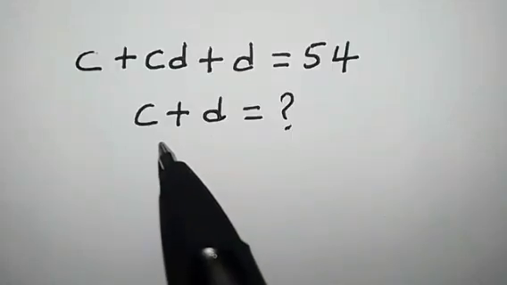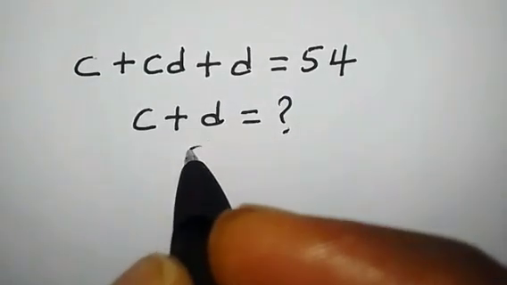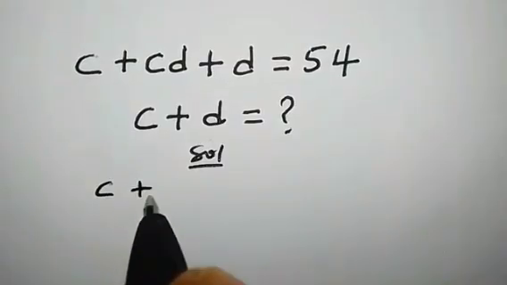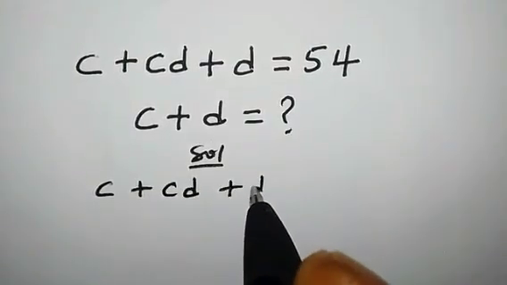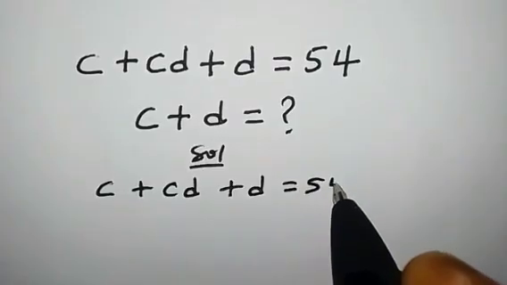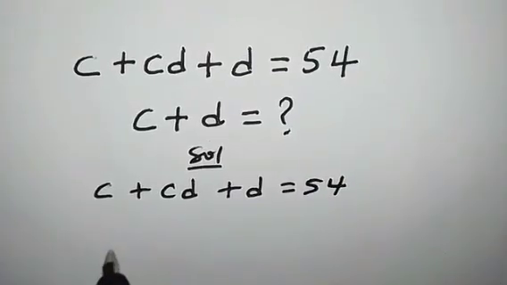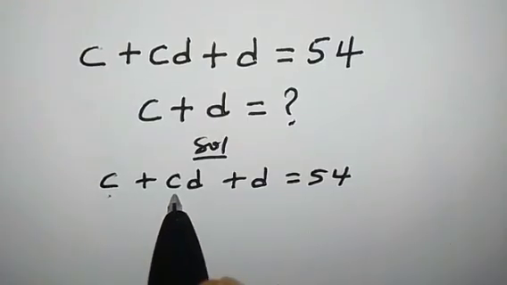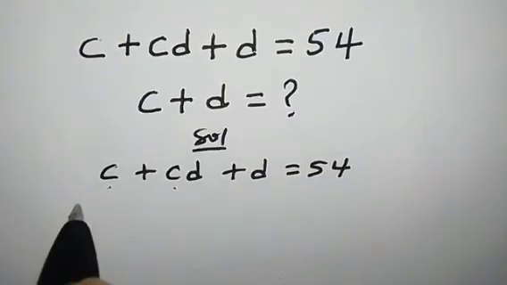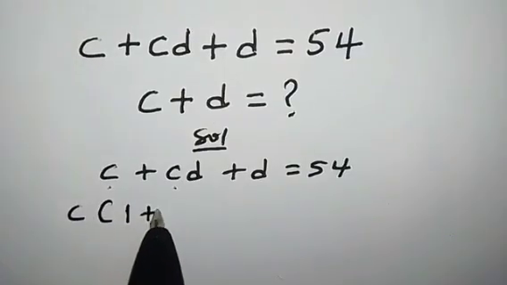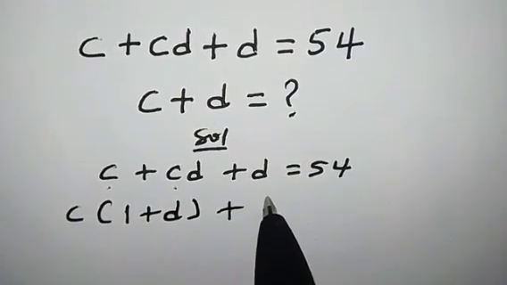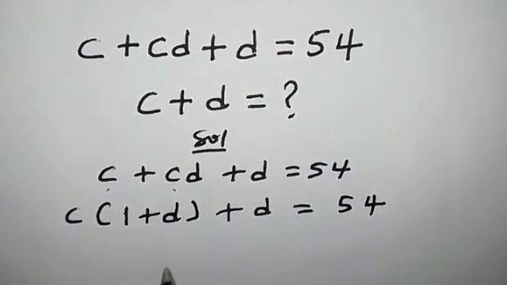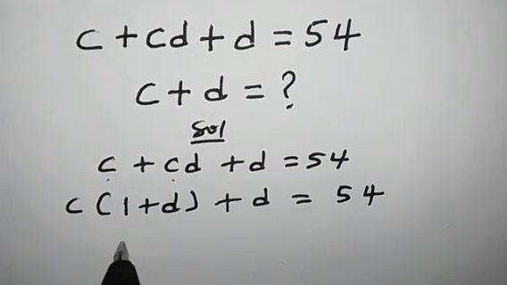We have to find C plus D. Solution. Let's put down the question first. C plus CD plus D is equal to 54. You will see that it is very possible we can factor out C from these two guys. So we have C into 1 plus D equal to 54.